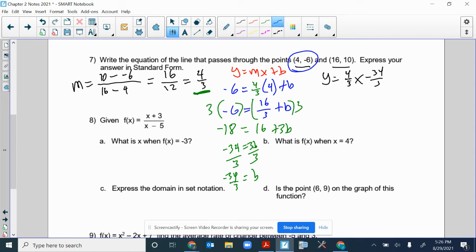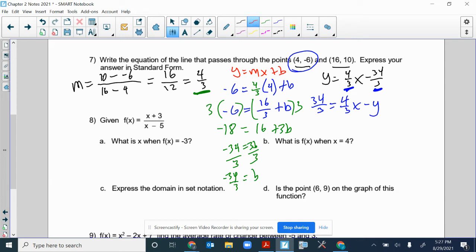Standard form has us with x and y on the same side, and also standard form doesn't want us to have fractions involved. So you can do this in either order. I'm going to go ahead and move some stuff around. Specifically, I'm going to subtract the y, because another thing is we usually don't like having our x term be negative. So I'm going to subtract the y, and then I'm going to add the 34 over 3.